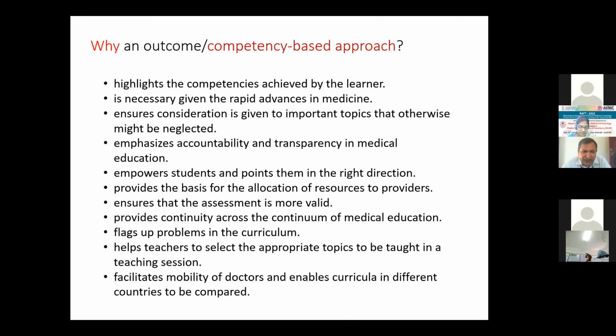And it facilitates mobility of doctors and enables curricula in different countries to be compared. So you can compare with other countries' curricula, how it can facilitate your students compared to their students.